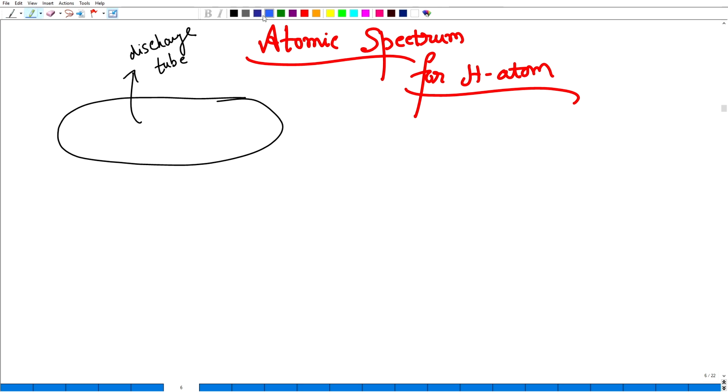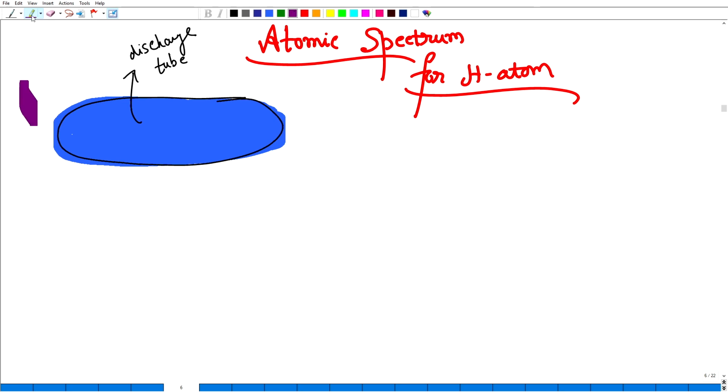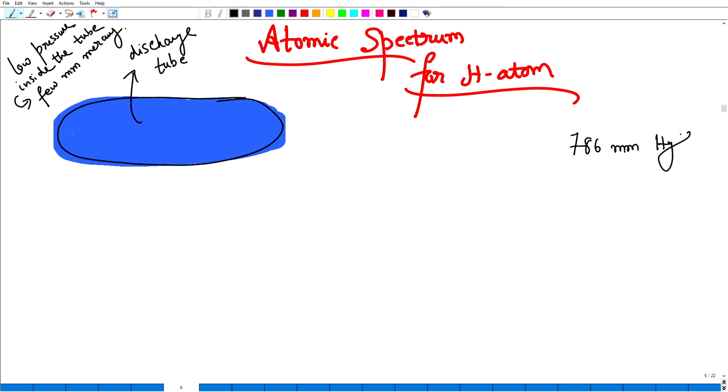You put the gas, but the pressure is very low inside the tube. It's actually a few millimeters of mercury. That means it's very little, because we know in our atmosphere the pressure is around 780 mm of mercury, right? I forgot the exact value, but here it is 1 or 2, so it's very low pressure.